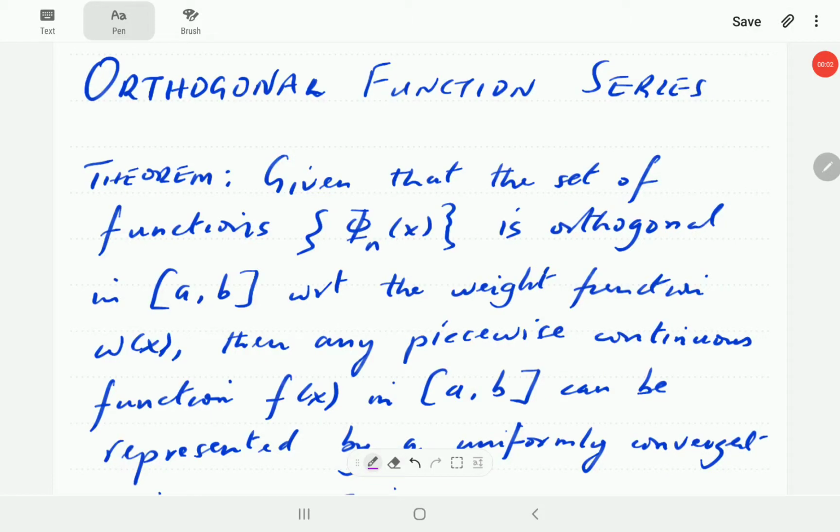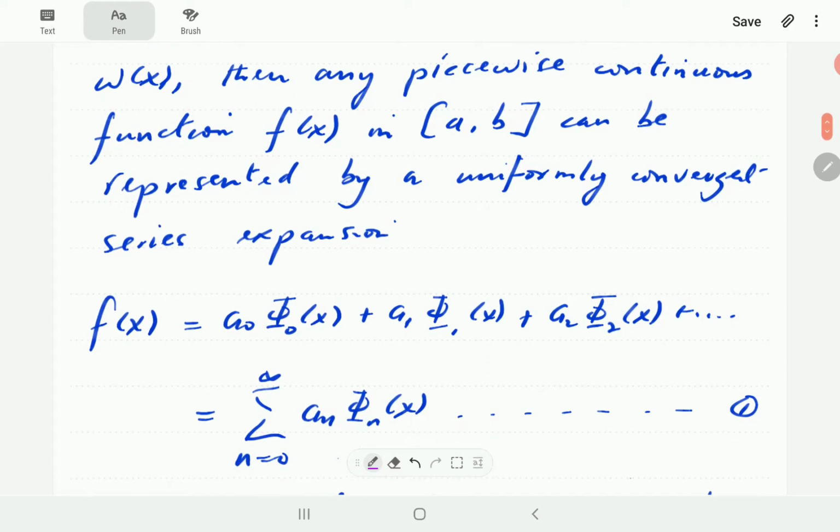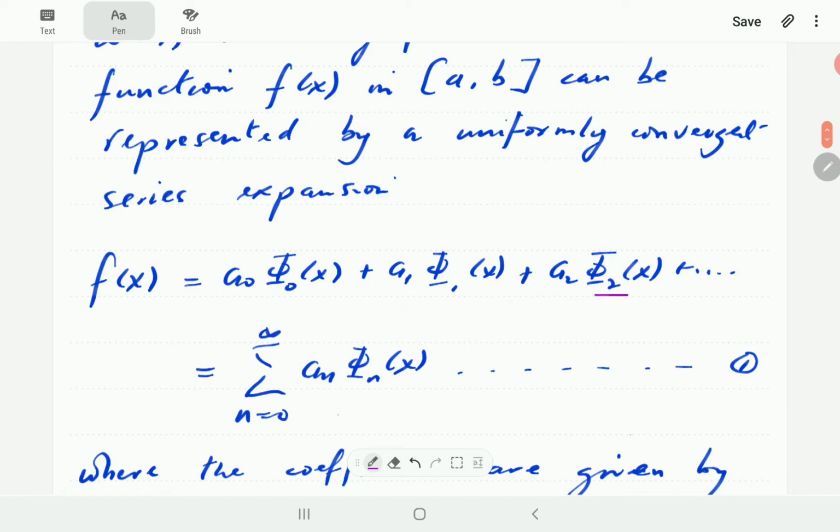Okay, in this video we're going to look at orthogonal function series. This is based on the theorem which says if we have a set of functions phi n and this set is orthogonal in an interval ab with respect to the weight function w, then any piecewise continuous function in that same interval can be represented by a uniformly convergent series expansion given by this equation number 1 here.